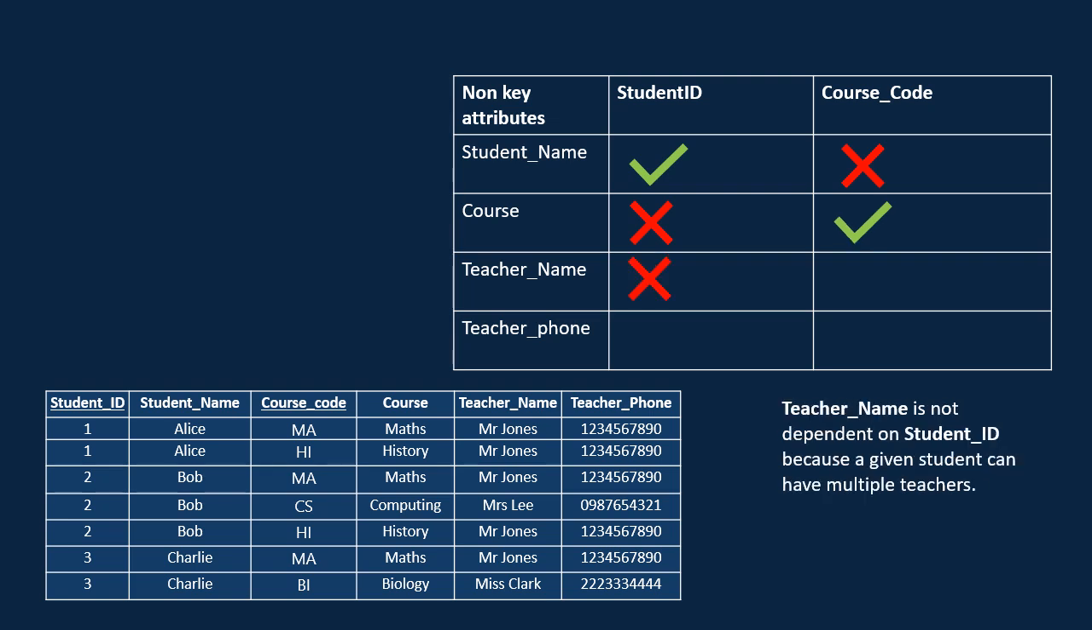Next one then, teacher name. Is teacher name dependent on student ID? No, because for a given student ID, let's say we take student ID 2 here, we've got 2 different teacher names. We've got Mr. Jones and Mrs. Lee, so it's not dependent.